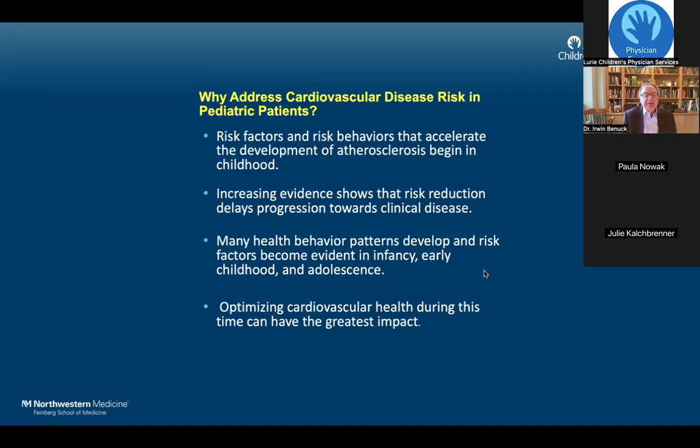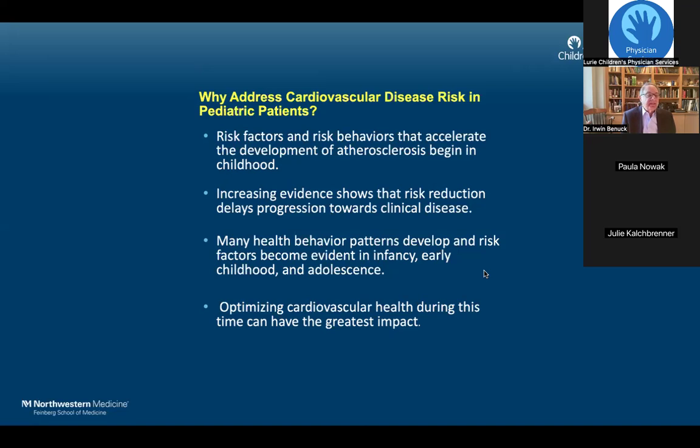I often give a talk to adult cardiologists, and I start off by saying that in pediatric preventive cardiology, if I do my job correctly, I could put 30% of you out of business. And they kind of laugh, and rightfully so. But in reality, all the risk factors are there.